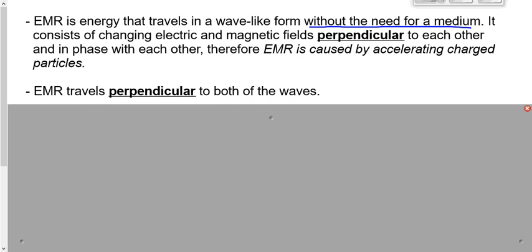EMR is energy that travels in a wave-like form without the need for a medium. It consists of changing electric and magnetic fields that are perpendicular to each other and that are caused by accelerating charged particles. Both of those waves travel perpendicular to each of them. So if electric is on X, magnetic is on Y, it travels on the Z axis. If the electric is on Y and magnetic is on Z, it travels on the X axis, and so on.